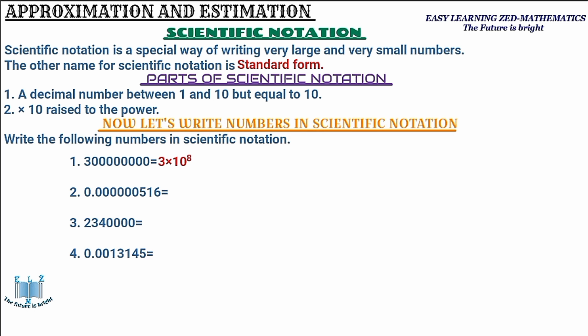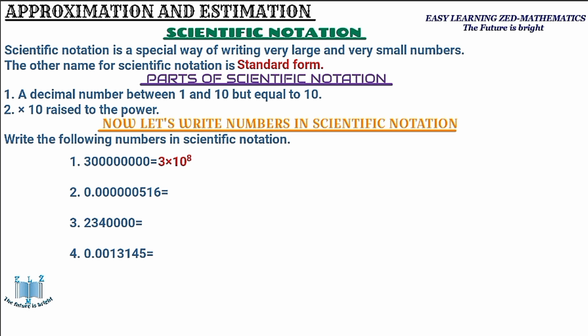Okay, so now writing 300 million in scientific notation will be 3 multiplied by 10 raised to the power 8. Okay, now let's go to question number 2.